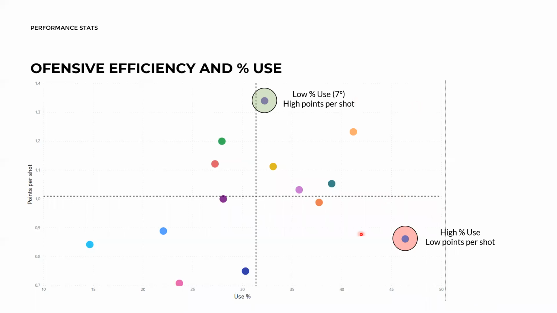So in red, we see a player who has the highest usage percentage, but he's not efficient because he scored 0.5 points per shot. And in green, we see the most efficient player, but he's 7th on the team in usage percentage. It's important to take into account that we need to know if, by increasing his usage, he will keep his efficiency.